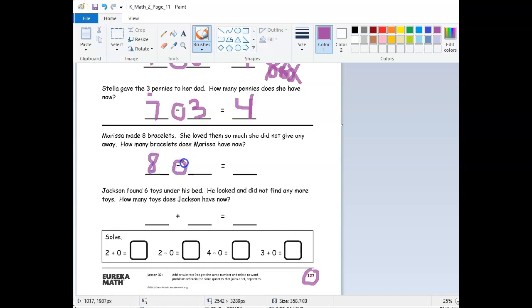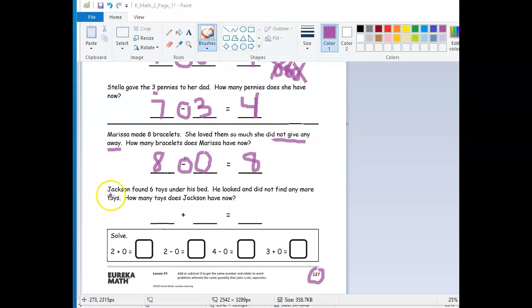So what kind of problem am I working? Yes, a minus problem. So our whole will go first. 8. She has 8 bracelets. She did not give any away. So how many did she give away? 0. She didn't give any away. So that number is 0. 8 minus 0 equals, how many does she still have? Yes, she still has 8 bracelets.